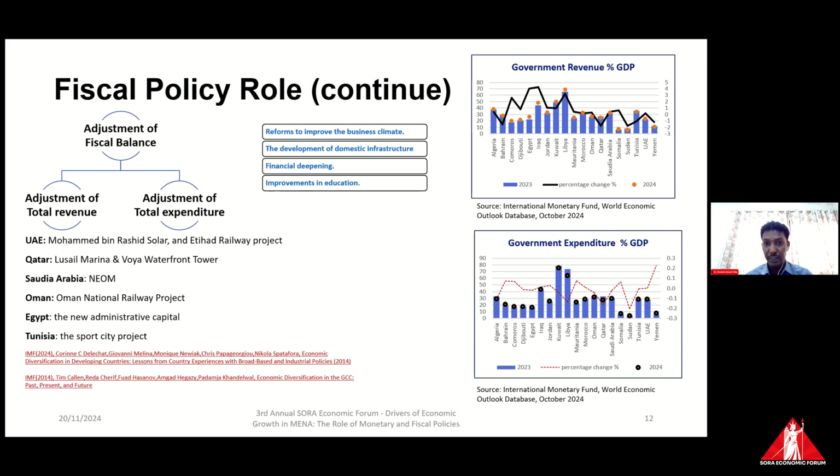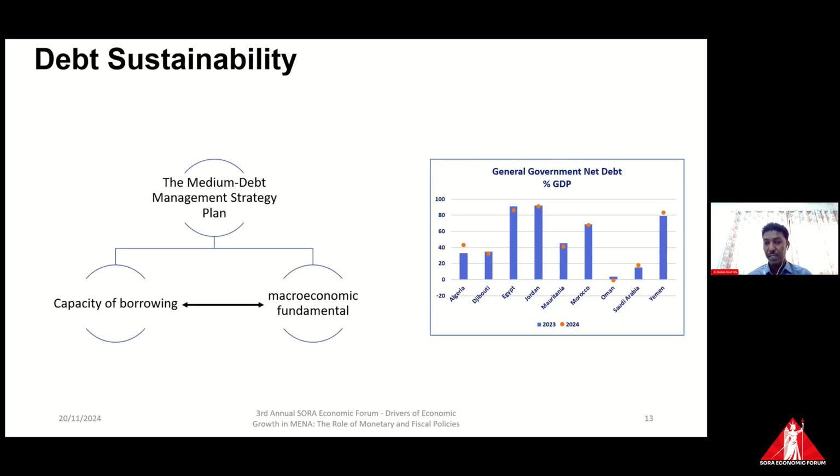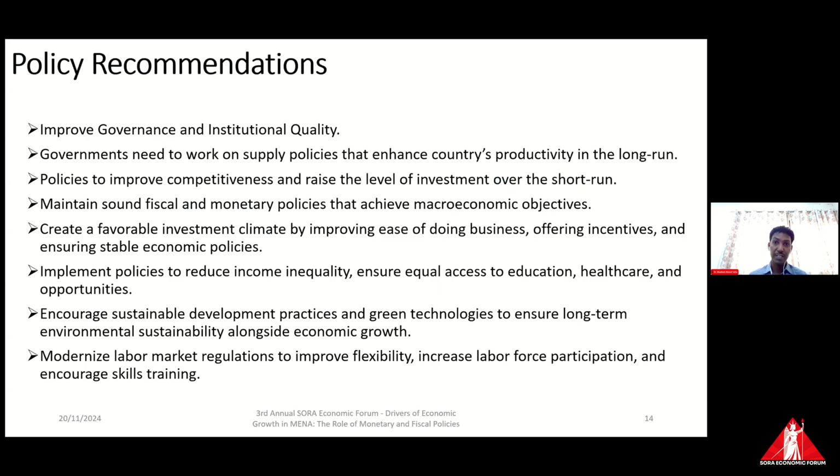I think the last one here is debt sustainability. And this sustainability is very important. And most of the countries are implementing the medium-term debt management strategy plan. This strategy plan is very important for the countries to help them service their debt in order not to fall into a trap in terms of any potential economic problems, and it tries to link the capacity of borrowing to the macroeconomic fundamentals.